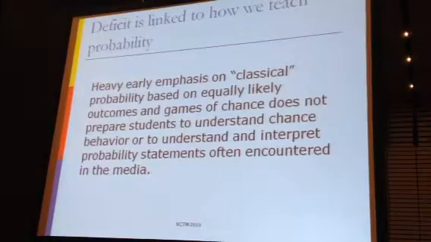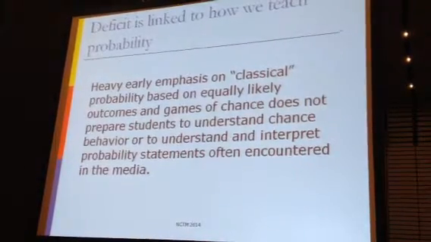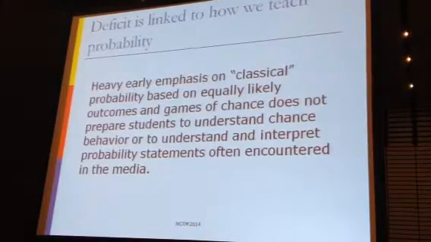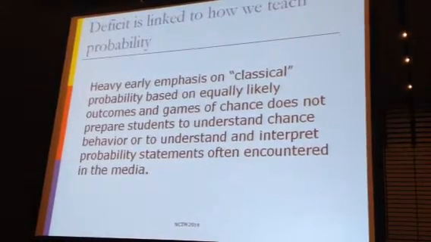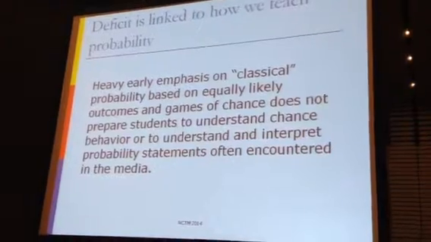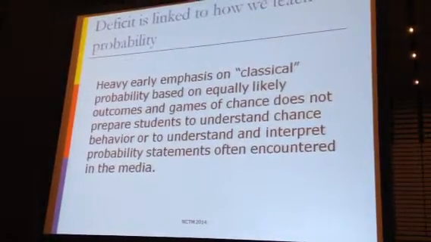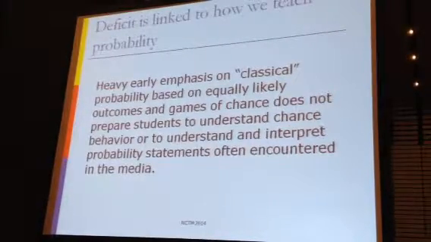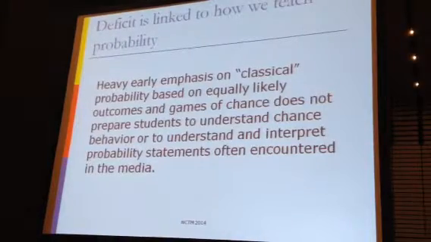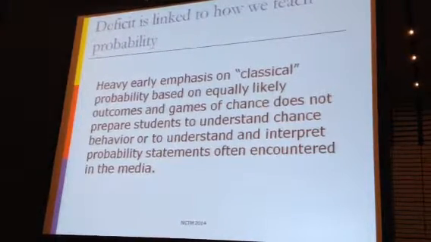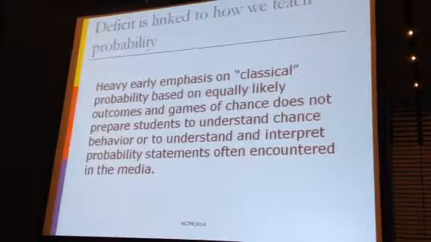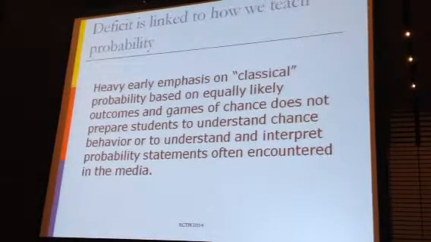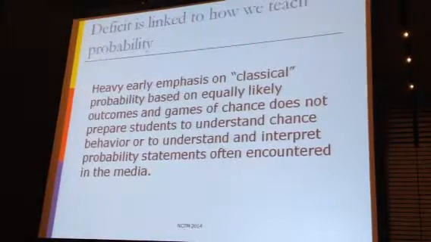So my contention, and what I've been working on recently, is that a lot of this is linked to how we teach probability, in particular the really heavy emphasis that we put on classical probability and equally likely outcomes. And the idea of games of chance, or random picking, as our way of developing probability in middle school. And I think this doesn't really do a good job of preparing students. I think it's where some of these misconceptions come from. It doesn't do a really good job of preparing students for the kinds of probability statements that they're going to see in the media.